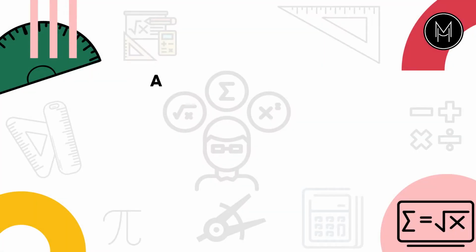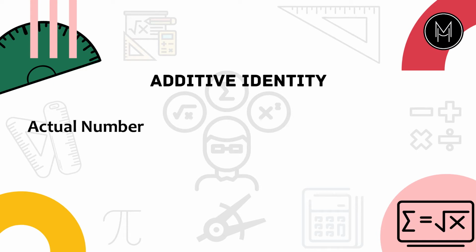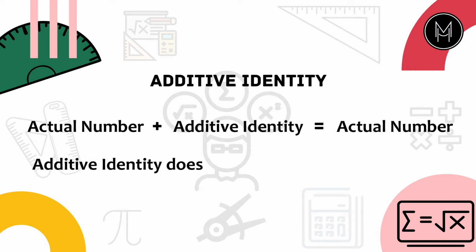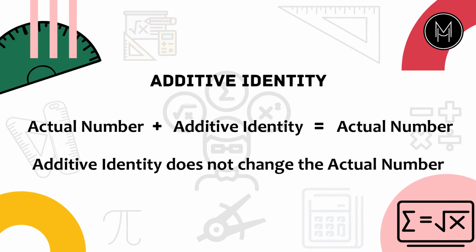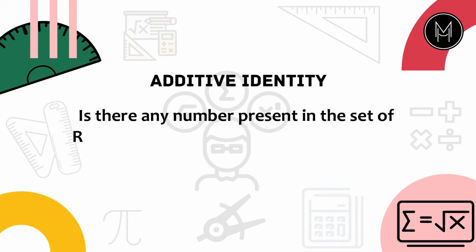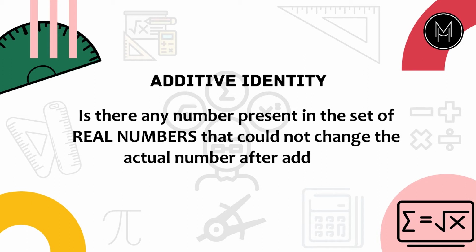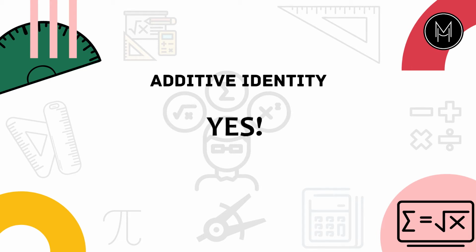Now the third law is additive identity, and that is an interesting law. Basically additive identity means if we add an actual number of any set to the additive identity of that set, then we will get the actual number back, as the additive identity does not change the actual number. So we need to check it with the set of real numbers. Is there any number present in the set of real numbers that would not change the actual number after addition? So let's think about this. The answer is yes, there is a number, and that is 0.